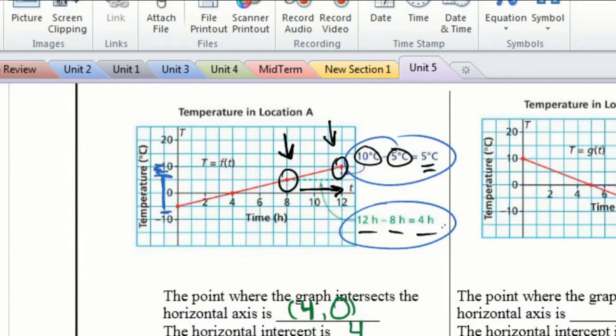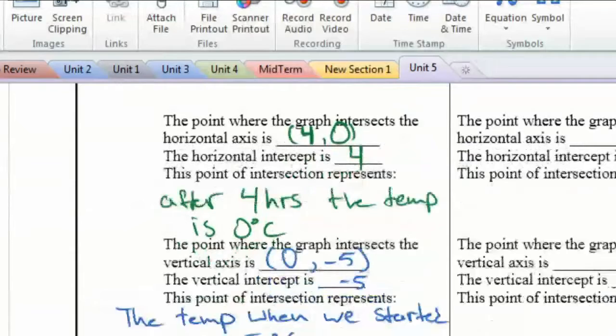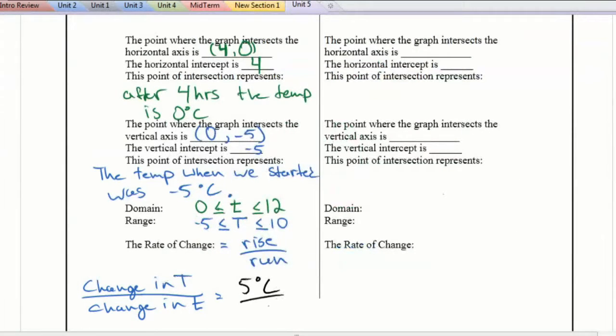So the rate of change is going to be 5 degrees every 4 hours. So that's my rise divided by my run. But I'm not interested in how much my temperature changes every 4 hours. I want to figure out how much it changes every 1 hour. So all I need to do is just divide these numbers. 5 divided by 4 is 1.25 degrees Celsius per hour. Or you could write it on top of one another, like that. So that's going to be your rate of change there.